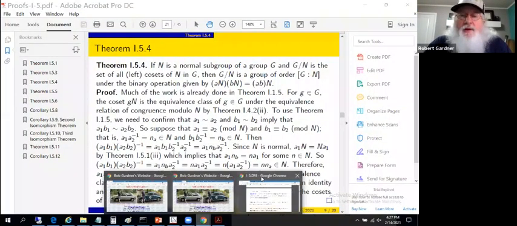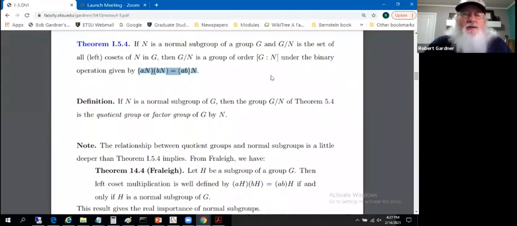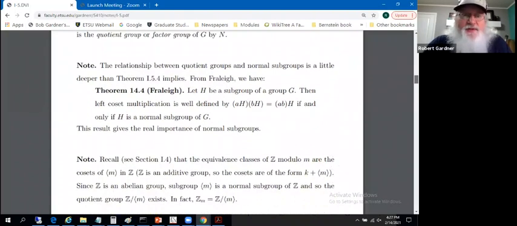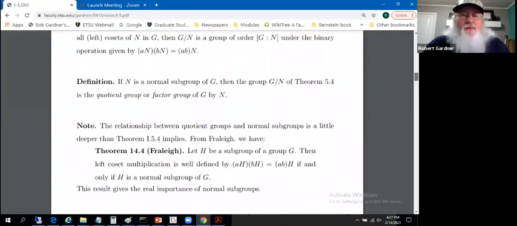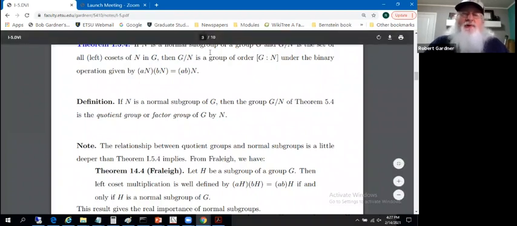Okay. This is a fairly lengthy section. We said such a thing is called a quotient group. We want to link this in together with homomorphisms now. Let's go ahead and do some of that. Theorem 1.5.4 said if we have a normal subgroup, then we can make a quotient group.